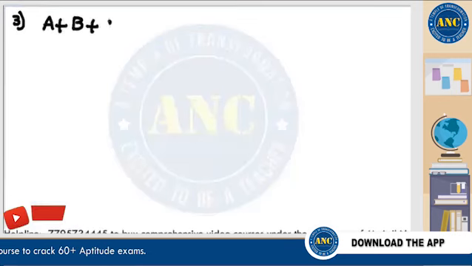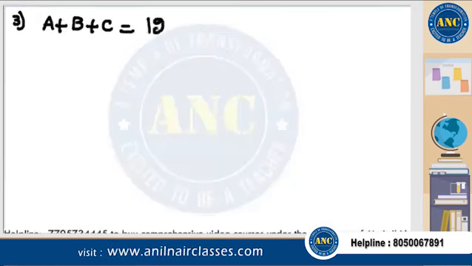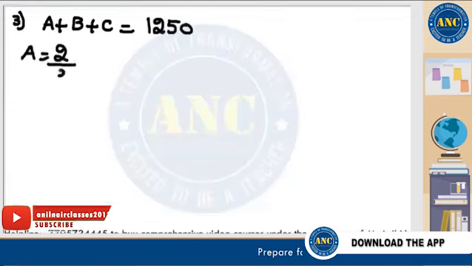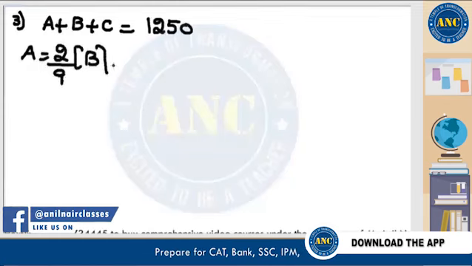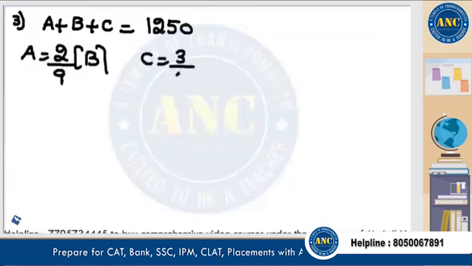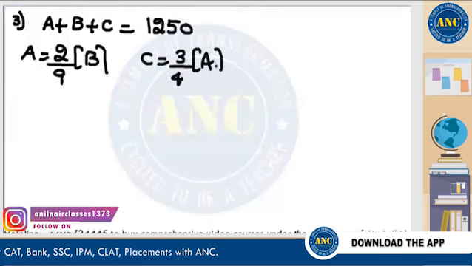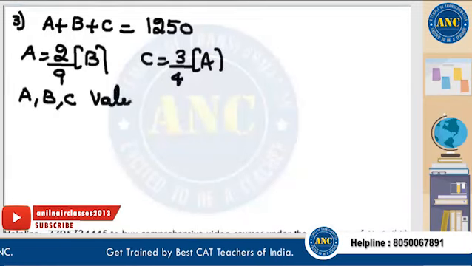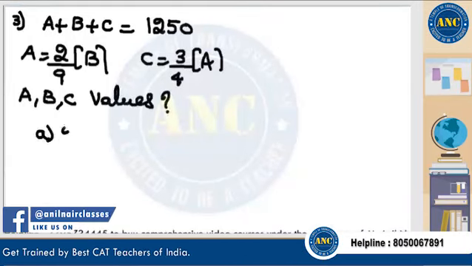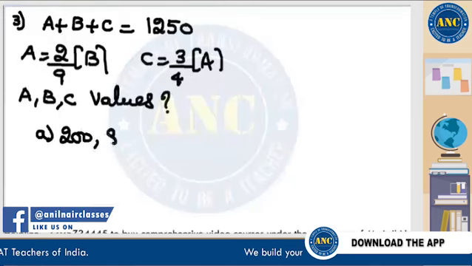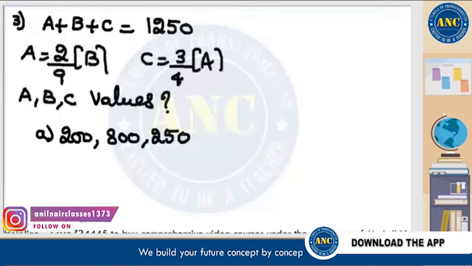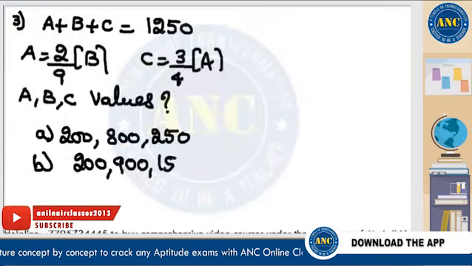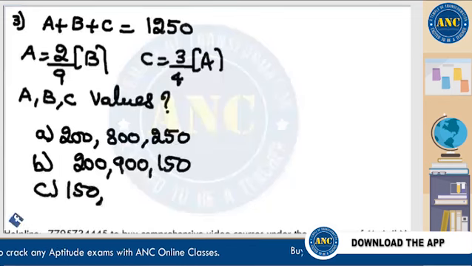Sum of three variables, A plus B plus C, is 1250. A is 2 by 9 of B, and C is 3 by 4 of A. Find the ABC values. Options: 200, 800, 250. Second one, 200, 900, 150. Third one, 150, 800, 300.